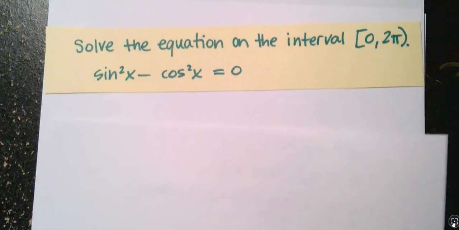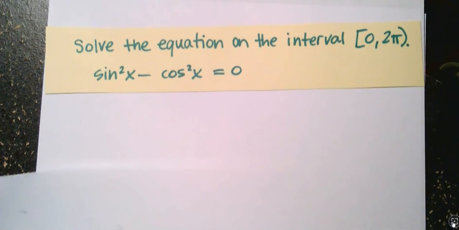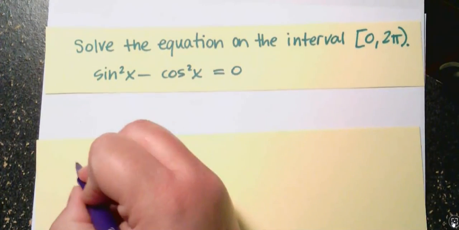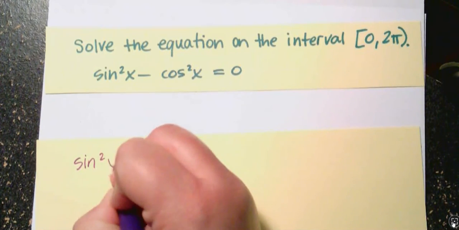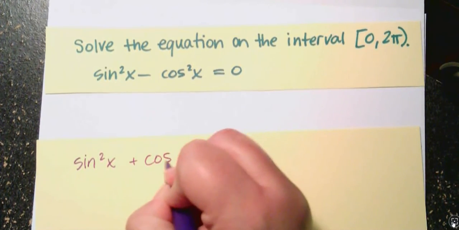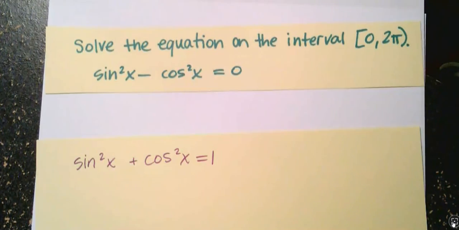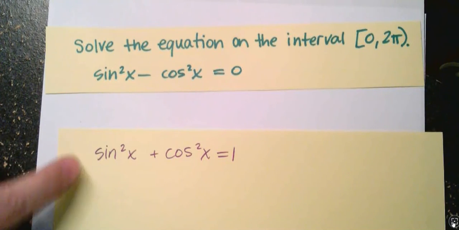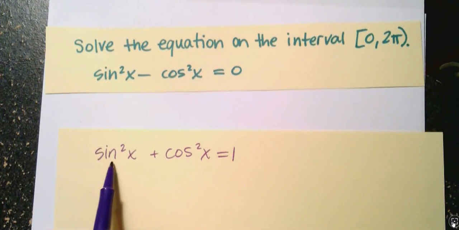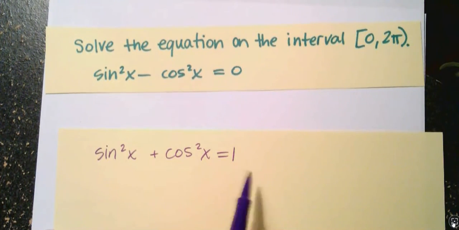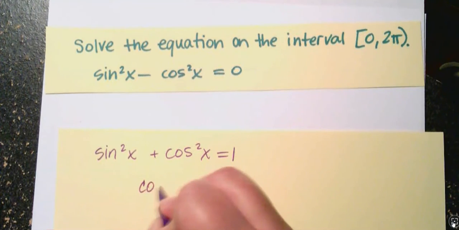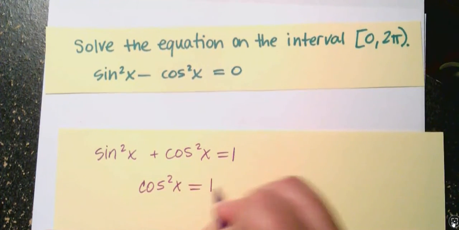We know that, what's this? Need a new piece of paper. We know the Pythagorean identity, sine squared plus cosine squared equals 1. And when we have that identity, what that tells me is also that if I were to subtract sine squared from both sides, I would still have an equation. So this must also be true.